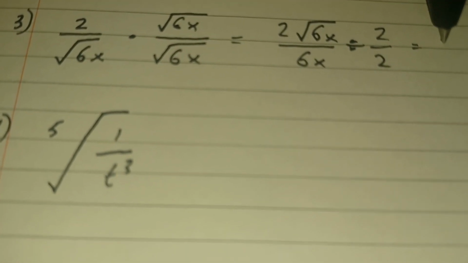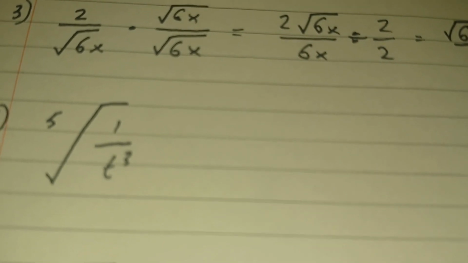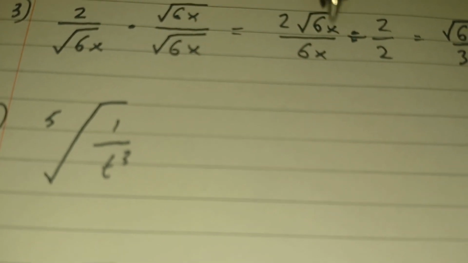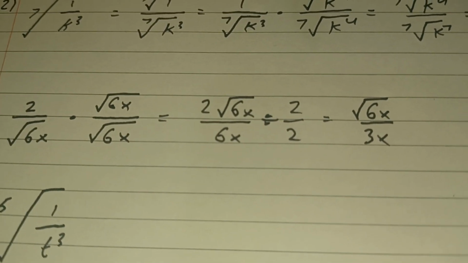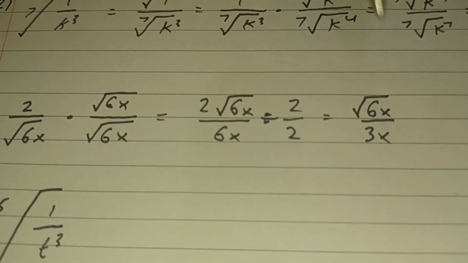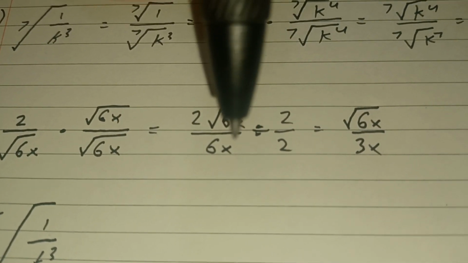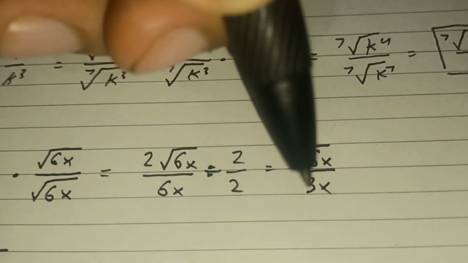This is going to be the square root of 6x over 3x, because 6 divided by 2 is 3x. So we divide 2 by both sides. 2 goes into 6 3 times. 6 divided by 2 is 3x. We can't really do an x with the 2, so 3x.